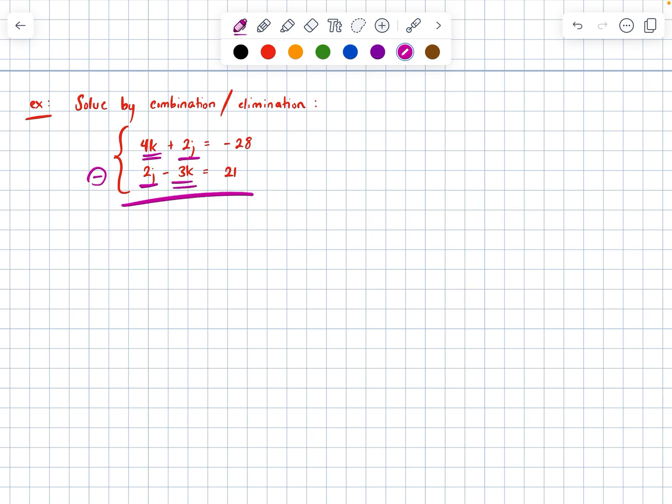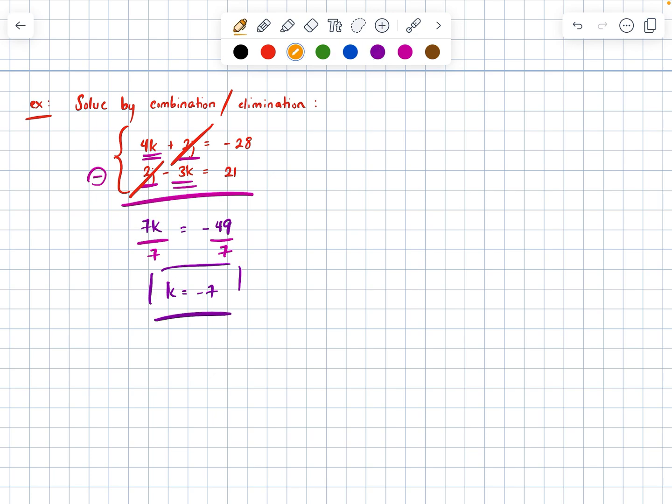So I've got 4k minus negative 3k. Minus negative 3k would be plus 3k. So 4k plus 3k is 7k. 2j minus 2j, well, these are going to undo each other. That's 0. And then I've got negative 28 minus 21. That's negative 49. All I need to do to get k by itself is divide both sides by 7. That tells me that k is equal to negative 7.